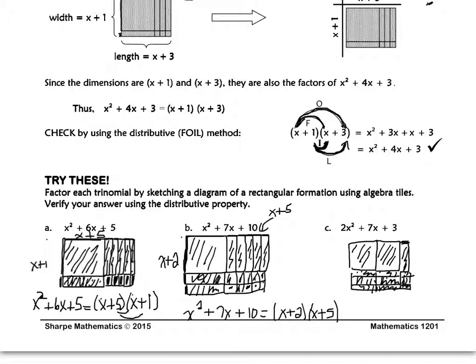So if I look at the outside dimensions, this is a long piece and 3 shorts. So that's x plus 3 along this side. And this would be 2 long pieces and 1, so it would be 2x plus 1 along this side. So therefore 2x squared plus 7x plus 3 would equal, in factored form, 2x plus 1 by x plus 3.